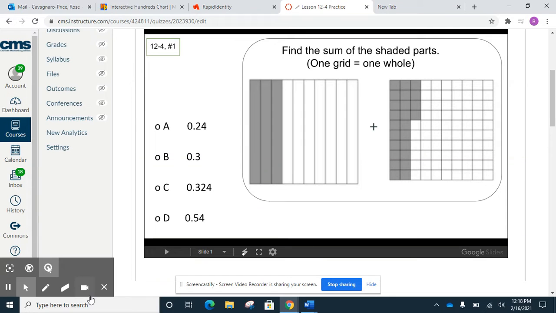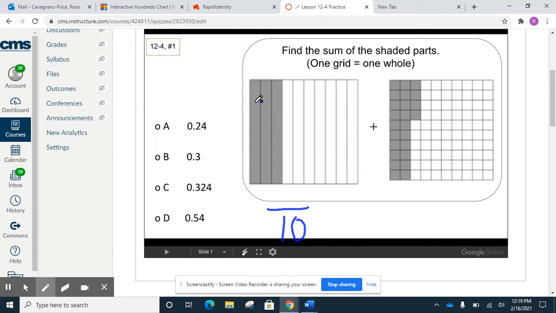Okay, so let's take a look here at question number one. It says find the sum of the shaded parts. One grid equals one whole. So if we look right here, let's see how many columns we have. 1, 2, 3, 4, 5, 6, 7, 8, 9, 10. We have 10 columns. So our denominator would be 10.